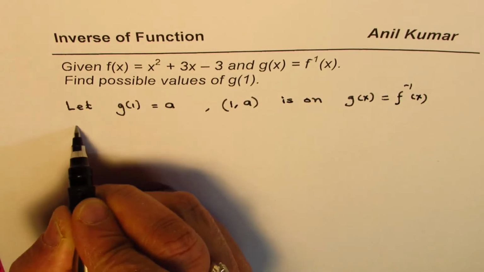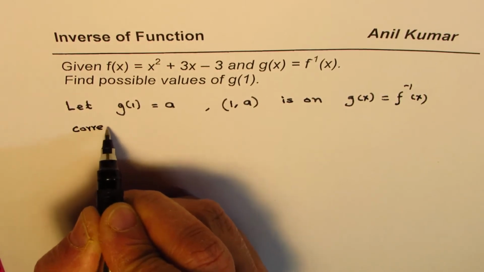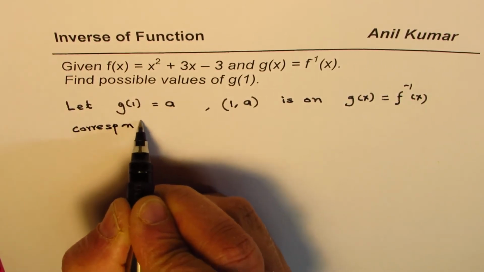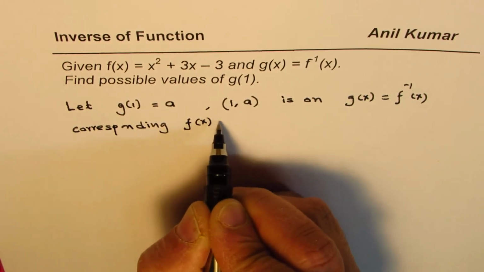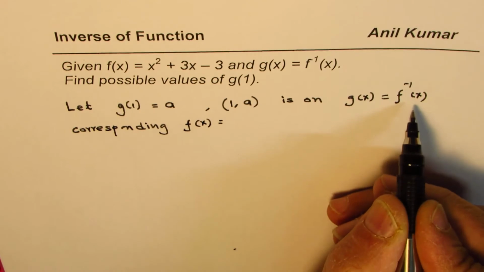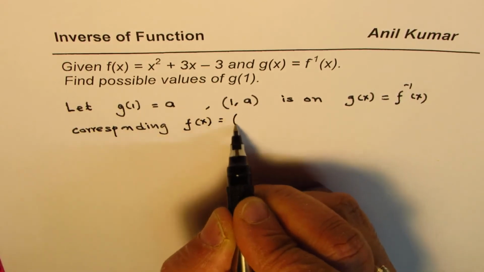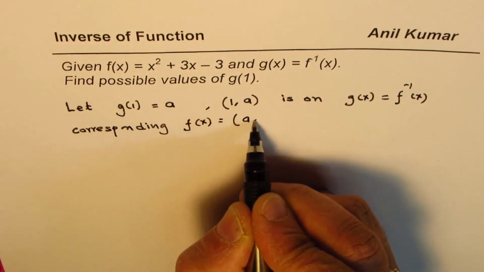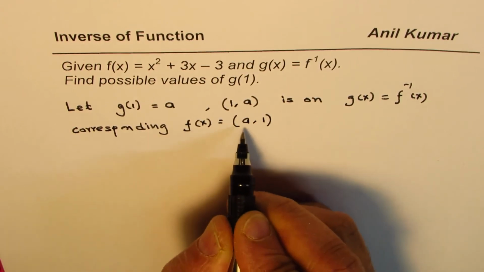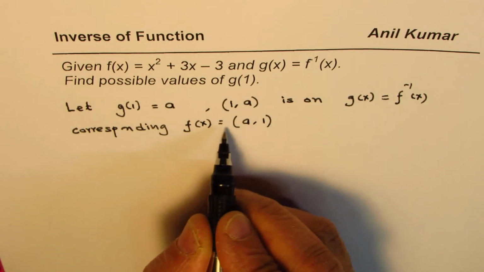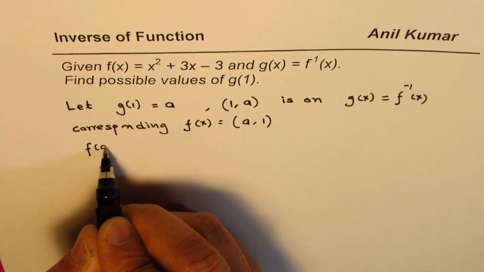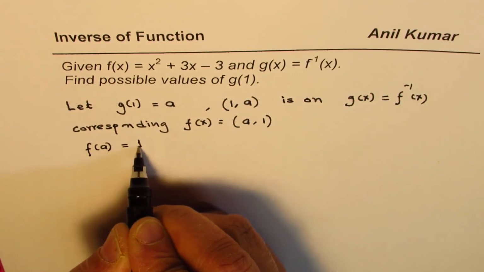So what will be the corresponding point on f(x)? Can you tell me that? It is an inverse function, so on the inverse of the inverse we'll have (a, 1). So on f(x), (a, 1) will exist. That really means that f(a) = 1.